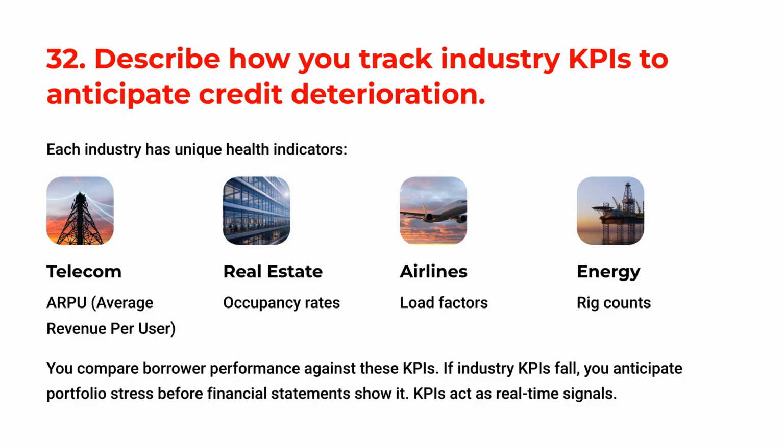Describe how you track industry KPIs to anticipate credit deterioration. Each industry has unique health indicators: ARPU for telecom, occupancy for real estate, load factors for airlines, rig counts for energy. You compare borrower performance against these KPIs. If industry KPIs fall, you anticipate portfolio stress before financial statements show it. KPIs act as real-time signals.